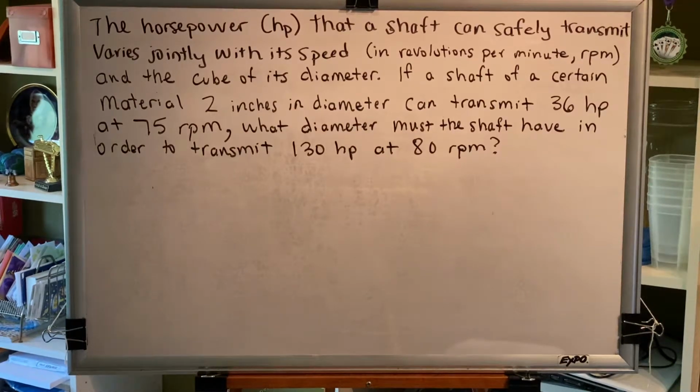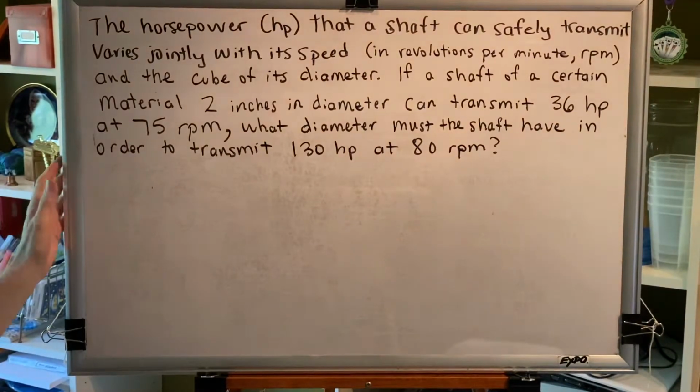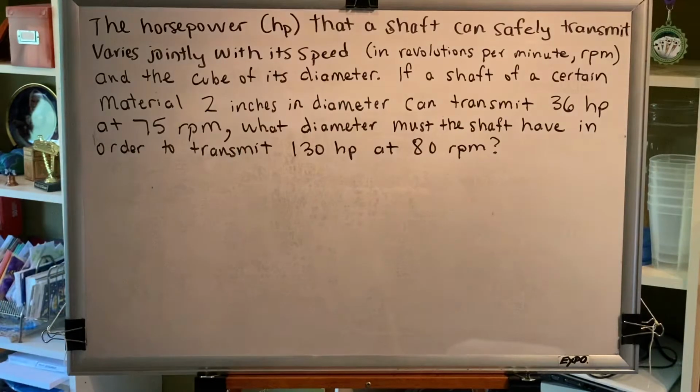The topic of this video is constructing a model using variation. Let's look at a problem. The horsepower, HP, that a shaft can safely transmit varies jointly with its speed in revolutions per minute, otherwise known as RPM, and the cube of its diameter. If a shaft of a certain material 2 inches in diameter can transmit 36 horsepower at 75 revolutions per minute, what diameter must the shaft have in order to transmit 130 horsepower at 80 revolutions per minute?